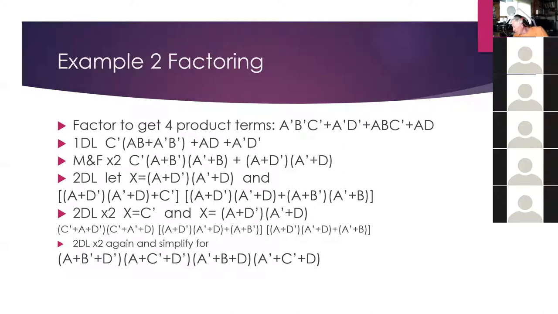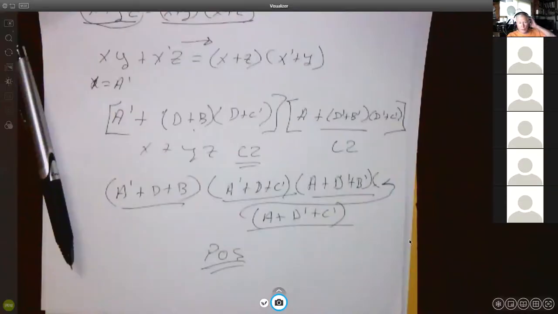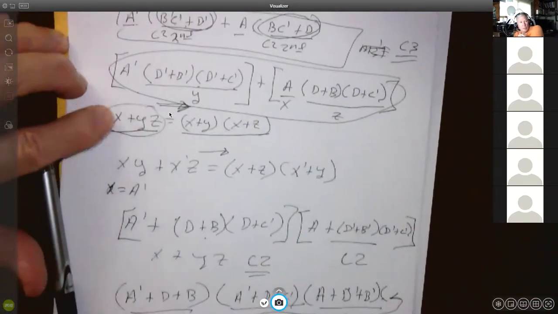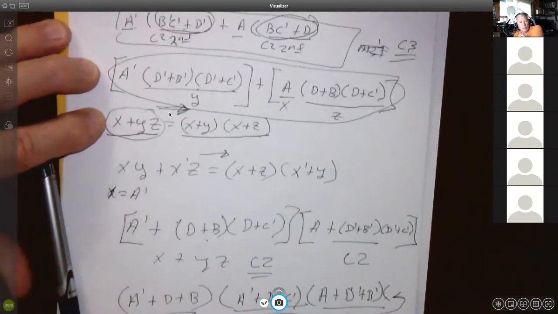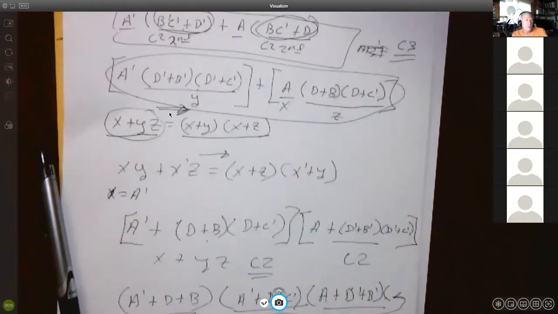Professor, I noticed that when you use the second distributive law and you have X plus YZ, it doesn't matter whether the X is a complement or not. You can still use it. Okay. So when you use the second distributive law, which is here, X plus YZ equals X plus Y times X plus Z, you can use this.